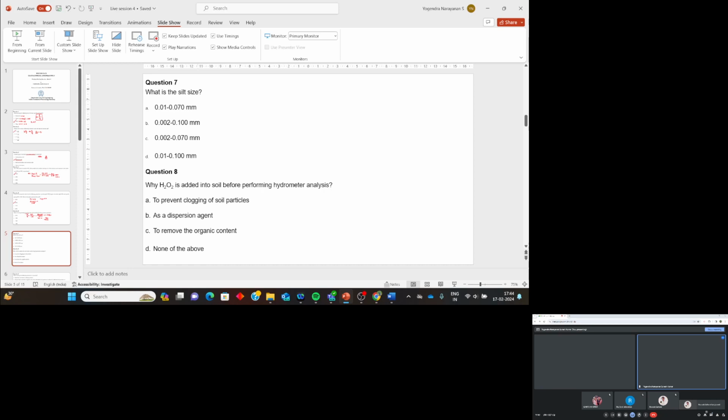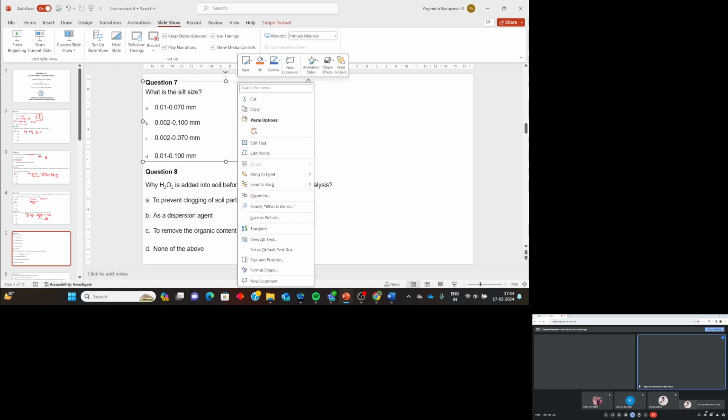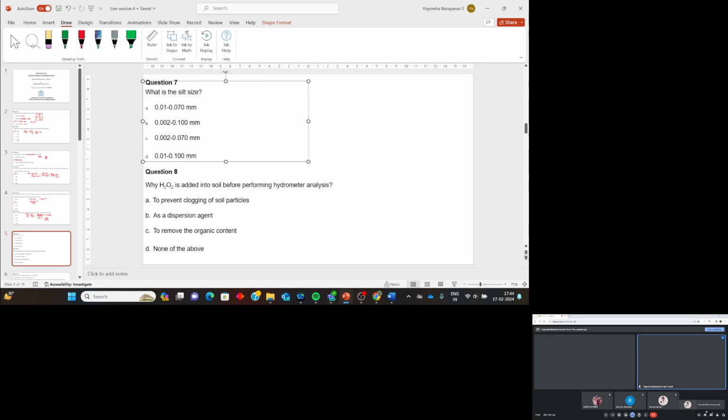Now, the size of the silt particles ranges from option A 0.01 to 0.07 millimeters, option B 0.002 to 0.1 millimeters, option C 0.002 to 0.07 millimeters, option D 0.01 to 0.1 millimeter. Option C is 0.002 millimeter to 0.07 millimeter. Any other? C option, sir. Okay. So we know that.